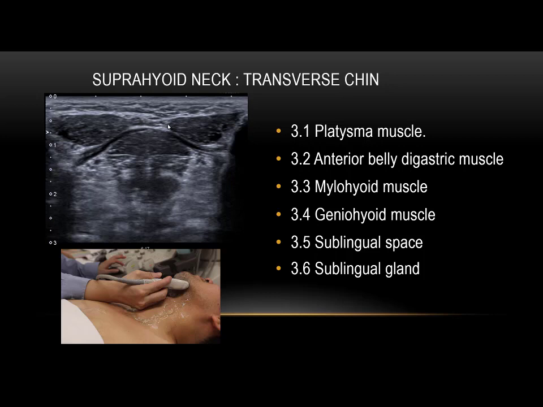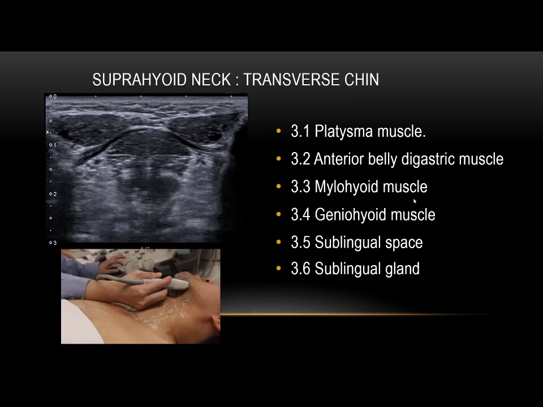The anterior belly of the digastric muscle is a landmark to separate level 1A and 1B. The midline part between the anterior bellies of the digastric is 1A, and the lateral part, lateral to the anterior belly of the digastric, is level 1B or the submandibular space. And then move to another one, the mylohyoid muscle.